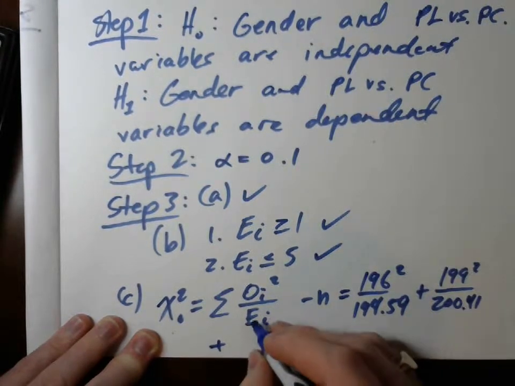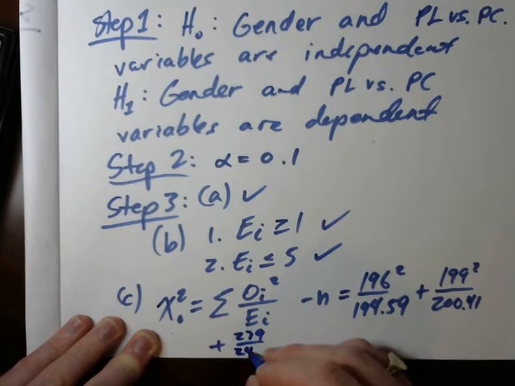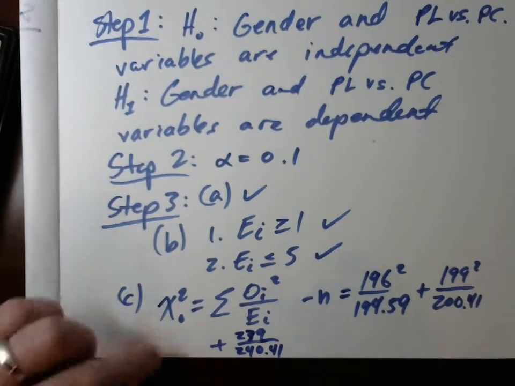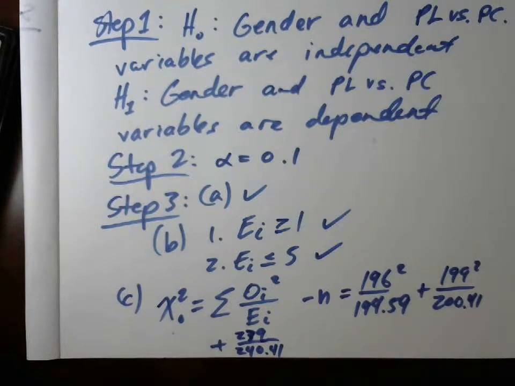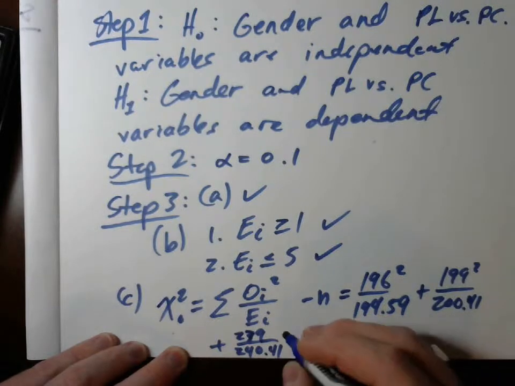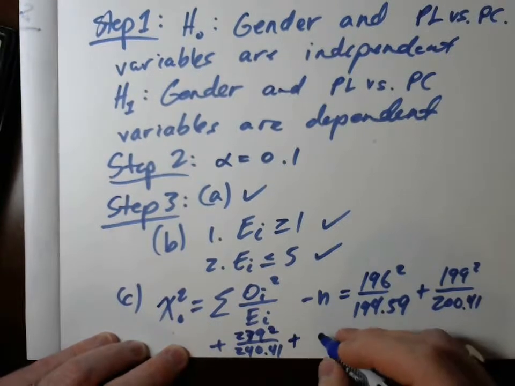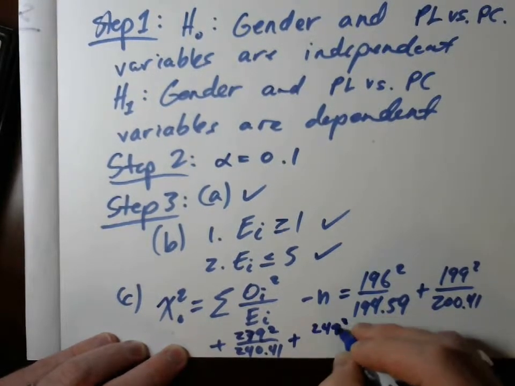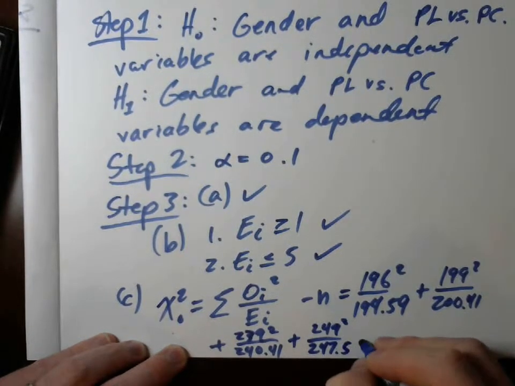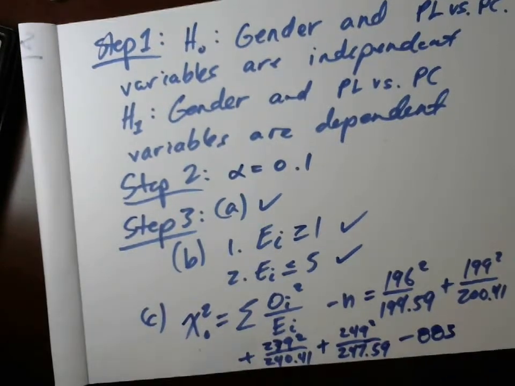We have 239. And obviously, this one isn't too bad, but you can imagine if you had a 3x5 matrix, there's 15 different things that you'll be adding together. That's going to suck. You might as well use your calculator. But we only have 4 things, so I'm going to go ahead and do it. Plus 249 squared over 247.59 minus, as mentioned, 883.